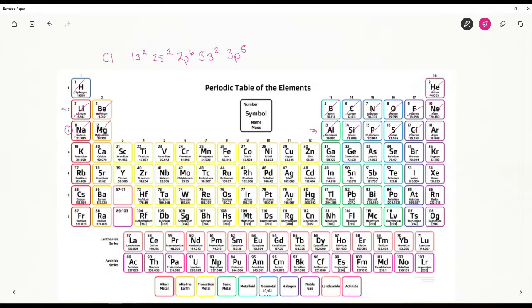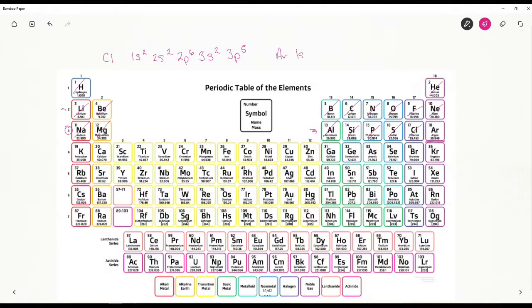Here is the electron configuration for chlorine. Now, to do the noble gas shortcut, it is very, very tempting to use argon. But the problem with argon is you cannot find the complete electron configuration for argon embedded in chlorine, because what is the electron configuration for argon? Argon has one more electron than chlorine.